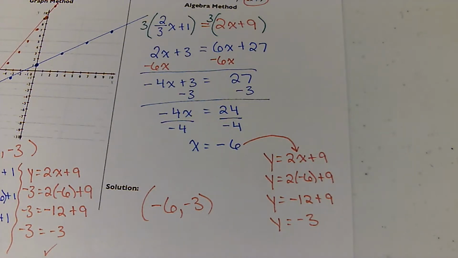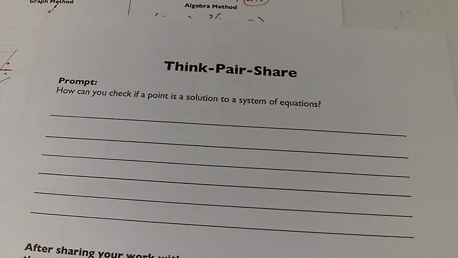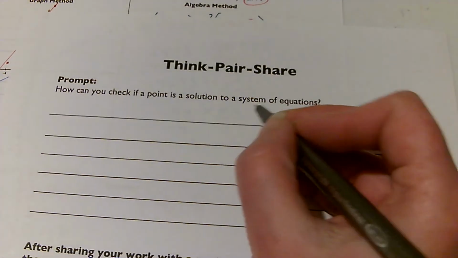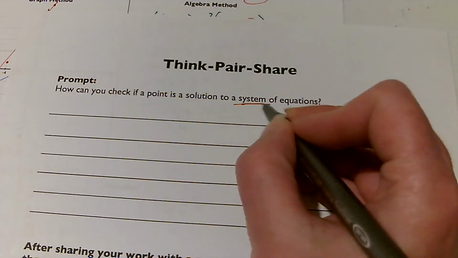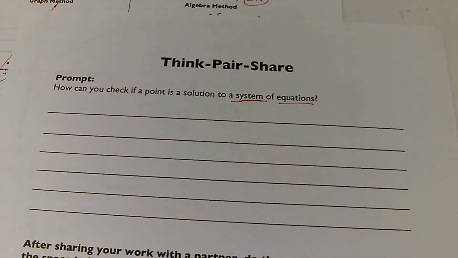So being able to check to see if a point is a solution or not is very, very important. So the next thing you'll be getting is a think pair share. I want you to explain how you can check if a point is a solution to a system of equations. Put it in your own words. Write it in sentences.